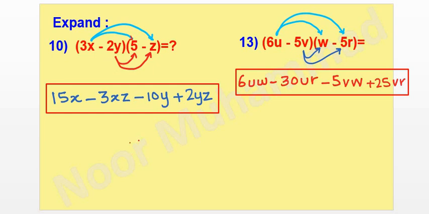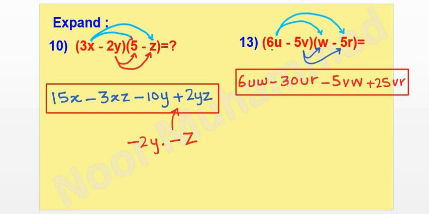Then we have negative 2y and we want to multiply it with negative z. Now we have two similar signs, both are negative, so negative and negative will change into positive, and 2 times 1 is 2, and yz. This is how you will multiply.